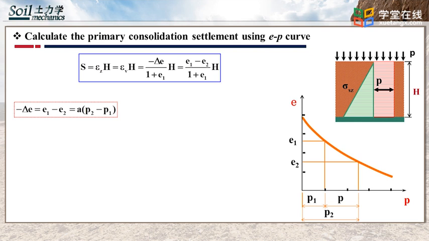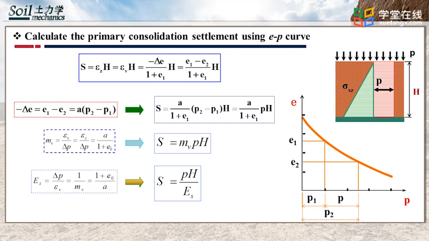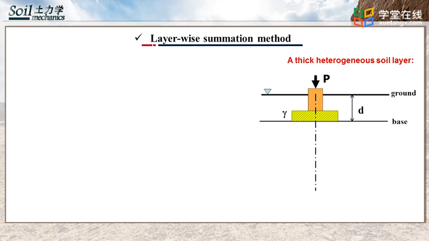According to the definition of the coefficient of compression, we can rewrite the settlement equation using alpha. Similarly, the settlement can be expressed in terms of the coefficient of volume compressibility m_v or the constrained compression modulus E_s. The settlement of a thin homogeneous soil layer can be calculated using the e-p curve directly. Now, let's consider how to handle a thick heterogeneous soil layer. The layer-wise summation method is applied widely to calculate the primary consolidation settlement in China.